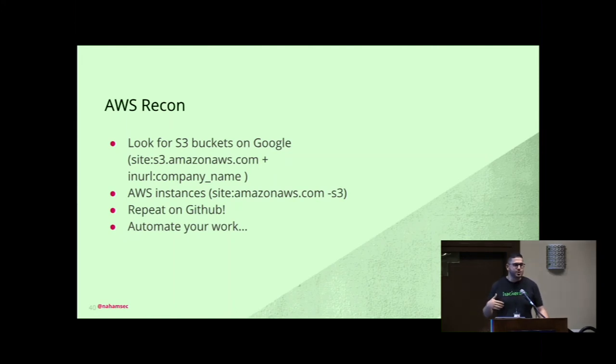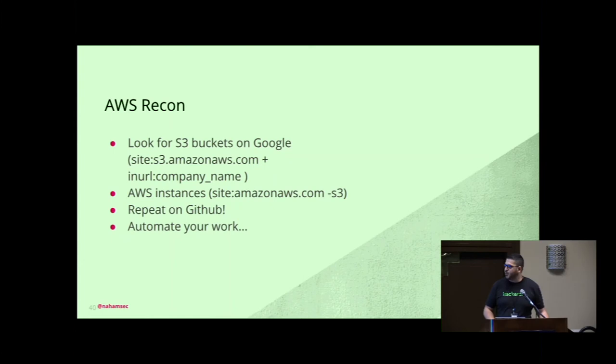So as hackers, what do you do? You go find subdomains or properties that are pointing to an S3 bucket, and you check to see if you have read or write access, right? You can do that manually by going to GitHub or just doing it on Google. You put in the site as s3.amazon.com, and then you put in the URL as a company name. You find all those, right?